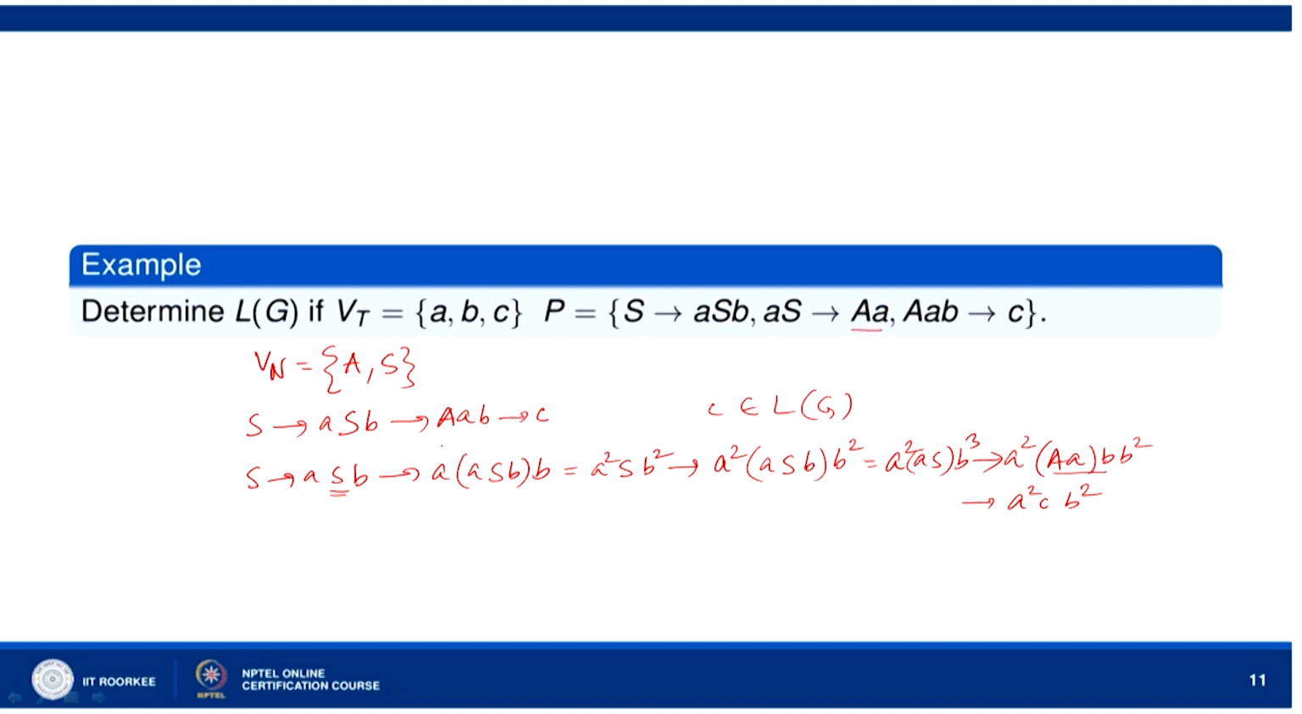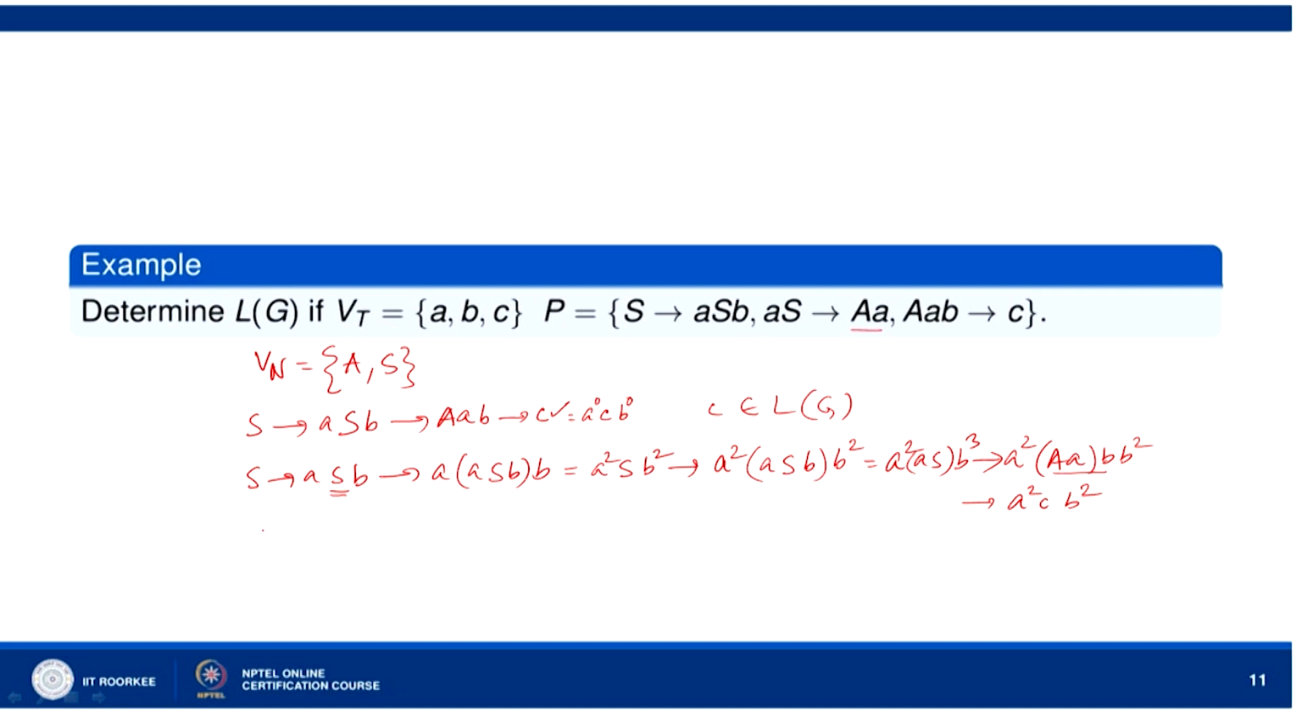So, you can see here on the left side of c we have a square, on the right side of c we have b square. So, powers of a and b are the same. And here also, if you use S goes to a S b and replace a S by a a, we get this c. So, here the power of a is 0. This is nothing but a to the power 0 c b to the power 0. We can also get a c b. How will we get a c b?